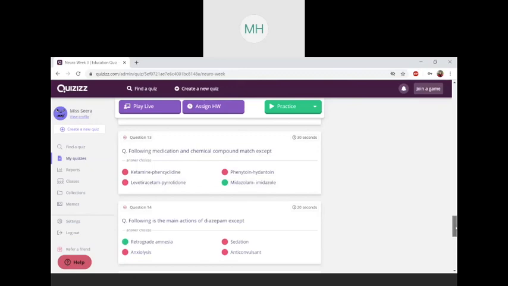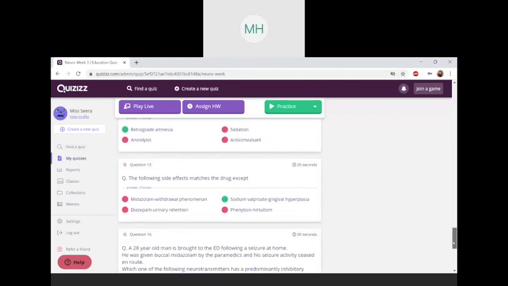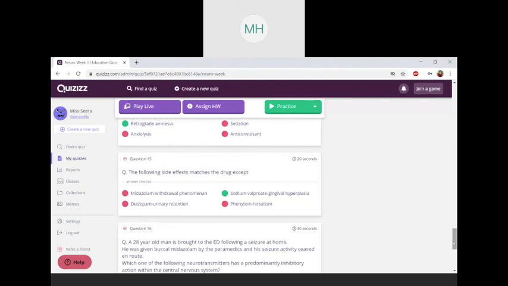The next question is the main actions of diazepam, except: your diazepam doesn't cause retrograde amnesia, it causes anterograde amnesia. This is actually written in Sasada. I didn't write down the page, so you can look through which page of Sasada. The following side effects match the drugs, except sodium valproate doesn't cause gingival hyperplasia. The answer should be phenytoin that causes gingival hyperplasia.